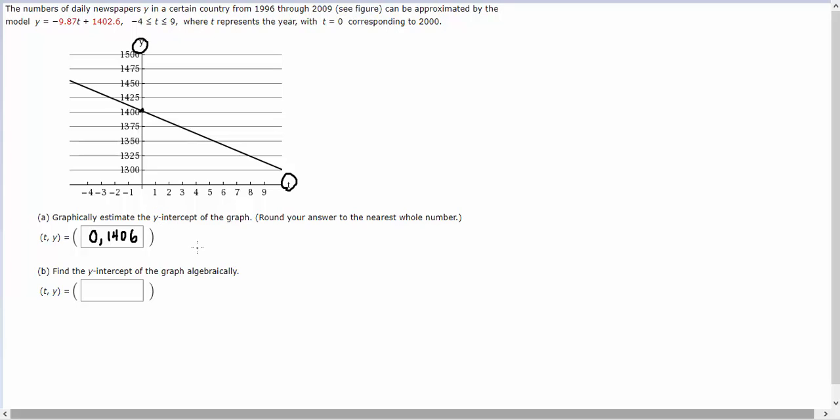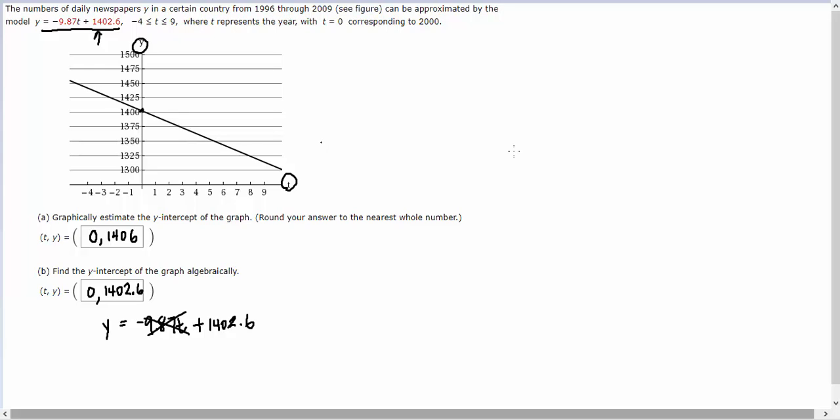Now we're going to find the y-intercept of the graph algebraically. So recall, to do that, we set t equals to 0, and we have this equation. So we take negative 9.87t plus 1402.6. Alright, so when t is 0, this term goes away, right? 0 times negative 9.87 is 0, so we find our y-intercept is 1402.6. So we write 1402.6. Alright, so you see, that's something we're going to study later. That number in a slope-intercept form of the equation, that number right there is the y-intercept.